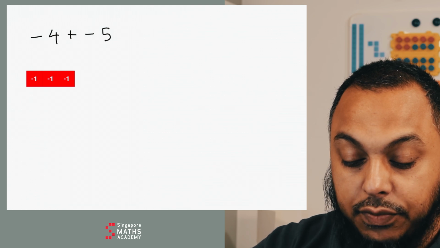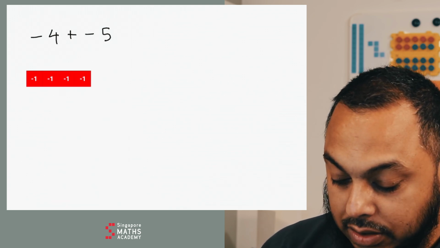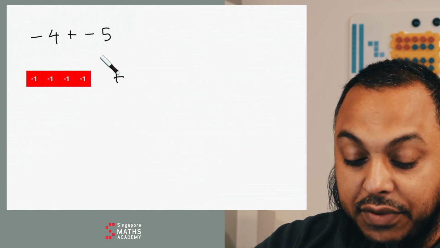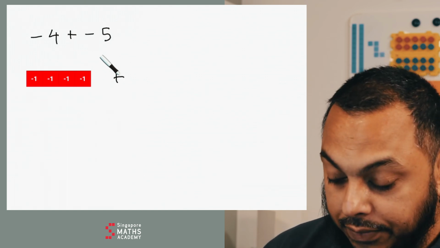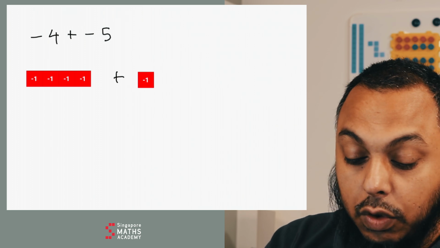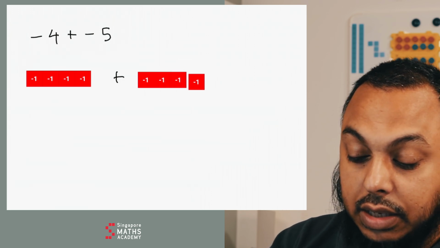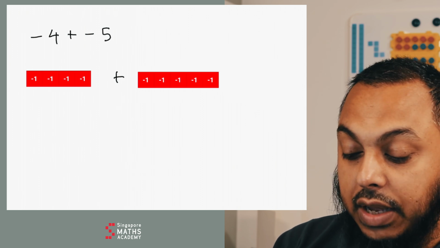So that's -4 here. And we're adding. What happens when we add? Have a think. Normally, if I had 3, add 4, we add more on, right? So we're going to add a few more on. We've got -5 now. So we've got 1, 2, 3, -4, and -5, right?